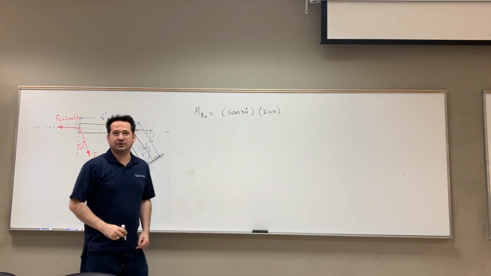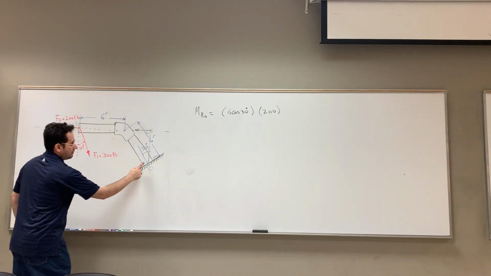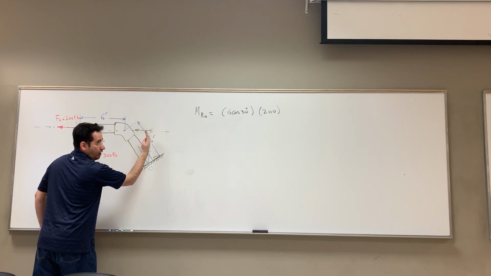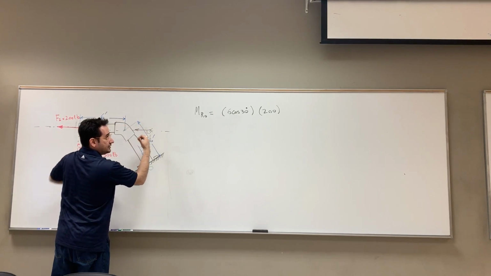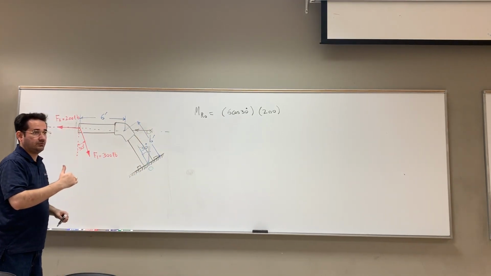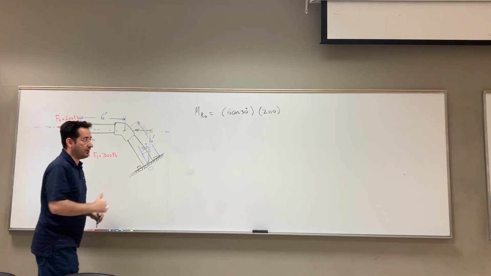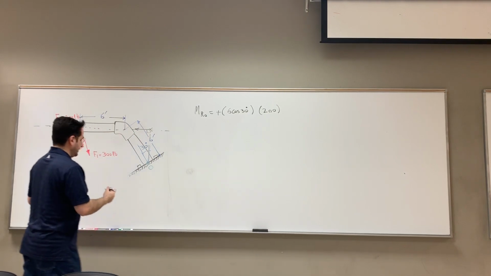Positive or negative? So this is your R. Finger goes to R. The palm should show the direction of force. Your thumb would show the direction of the moment, which is positive, outward. So that's positive. Now let's go to the next component.